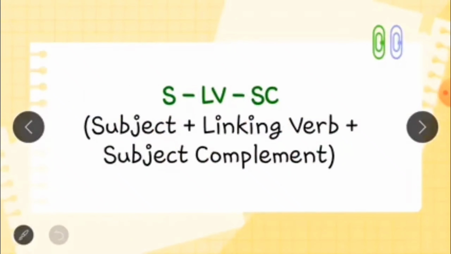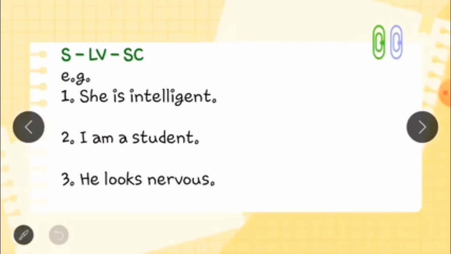The last pattern is SLVSC, or subject plus linking verb plus subject complement. Linking verb links the subject and its complement, while subject complement describes or provides information about the subject. It can be an adjective or a noun. Let's see the examples. For example, she is intelligent. She is the subject, is is the linking verb. Intelligent describes the subject she, therefore it is subject complement.